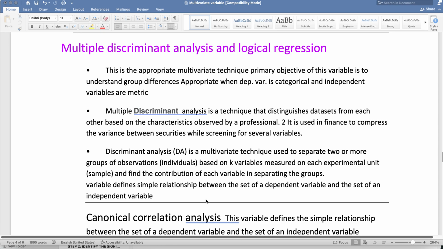Multiple discriminant analysis is a technique that distinguishes data sets from each other based on the characteristics observed by the professional. It is also used in finance to compare the variance between securities while screening for several variables. Discriminant analysis is a multivariate technique used to separate two or more groups of observations, individuals, based on the variables measured on each experimental unit or sample, and to find the contribution of each variable in separating the groups.